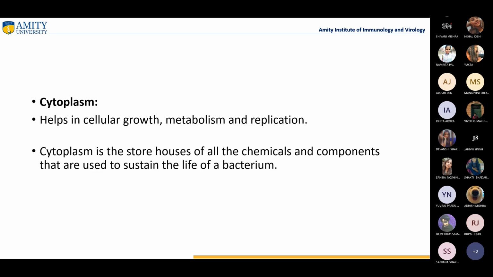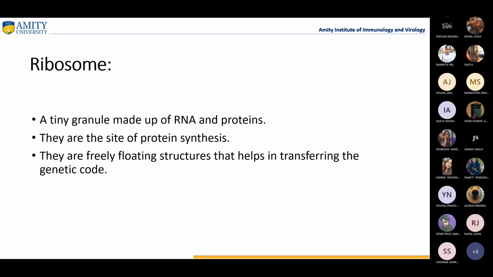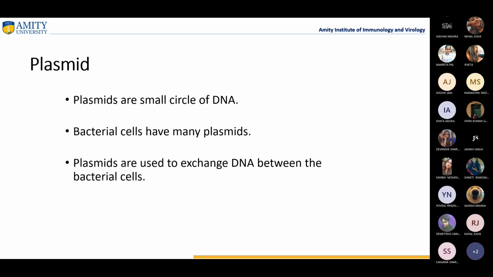Cytoplasm helps in cellular growth, metabolism, and replication. It is a storehouse of different chemicals and components which are important to sustain the life of a bacterium. Ribosomes, we all know this, are the place where protein is synthesized. Then plasmids are small circular DNA molecules, and bacterial cells have many plasmids. They are used to exchange DNA between bacterial cells.